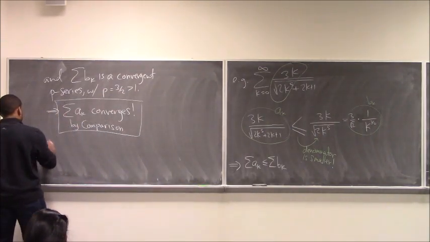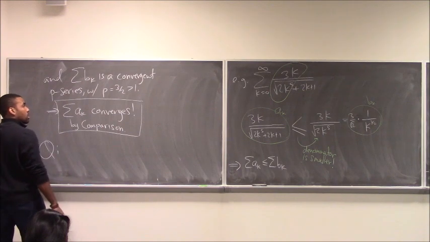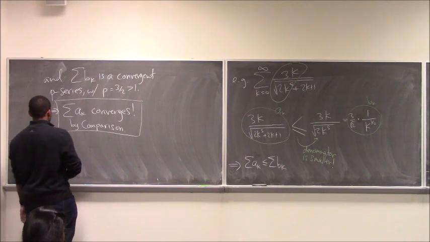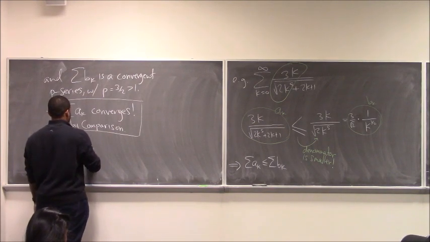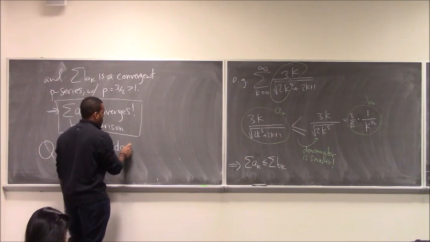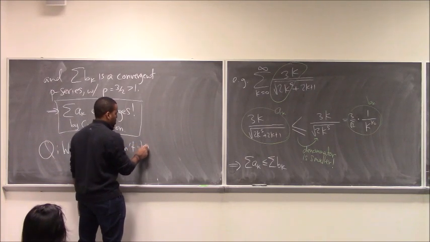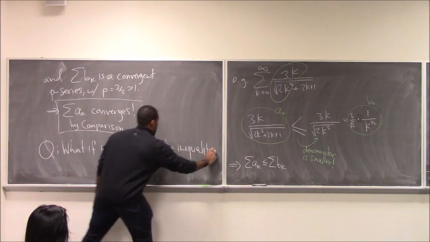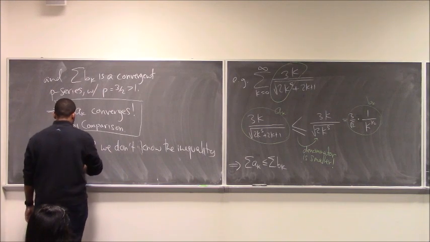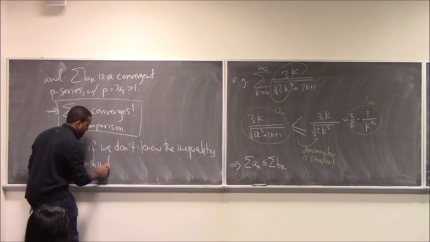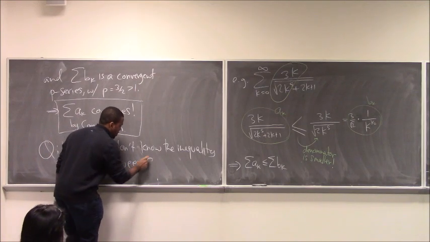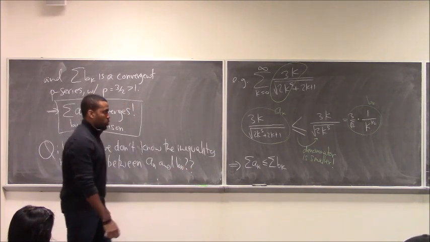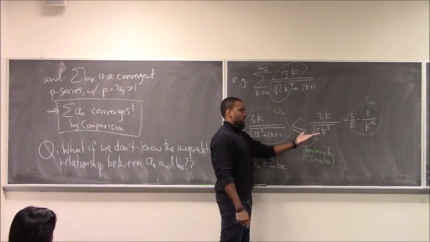So now, next thing I want to talk about is a test very closely related to the comparison test, which really worries about this question. What if we don't know the inequality relationship between A and B? Which is a perfectly good thing to worry about. What if when I did this, I wasn't sure that that was bigger or smaller?